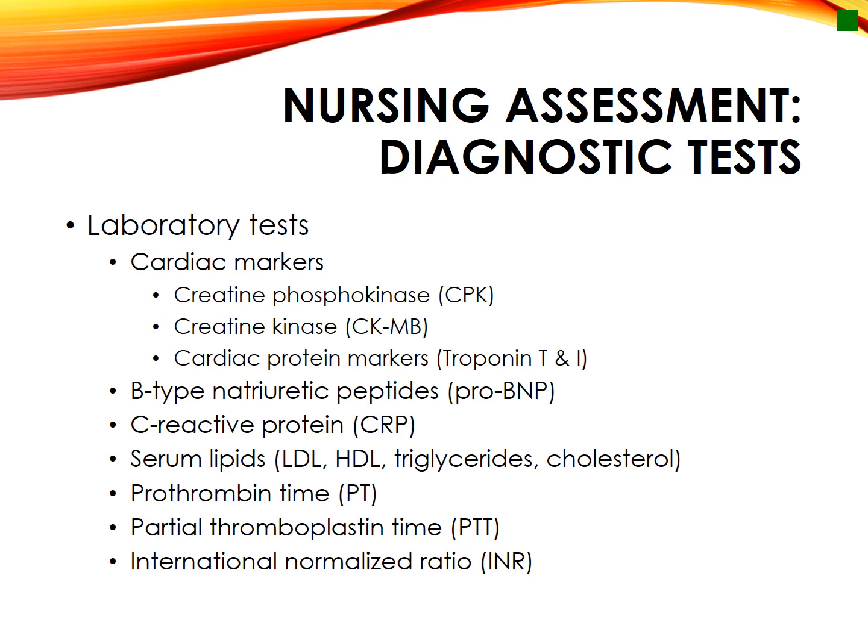Then we have your serum lipids, your LDL, which you want low, and your HDLs, which you want high, and all the other things, the lipids that are in your lipid panel. Your PT is going to show us some clotting time. PT-INR are used to adjust your Coumadin. So this is one that we're going to use to adjust our Coumadin.